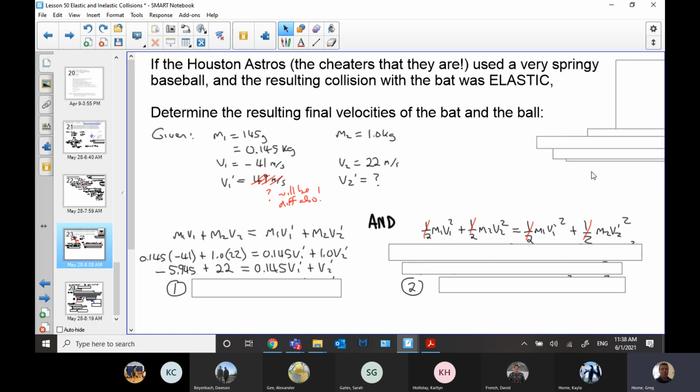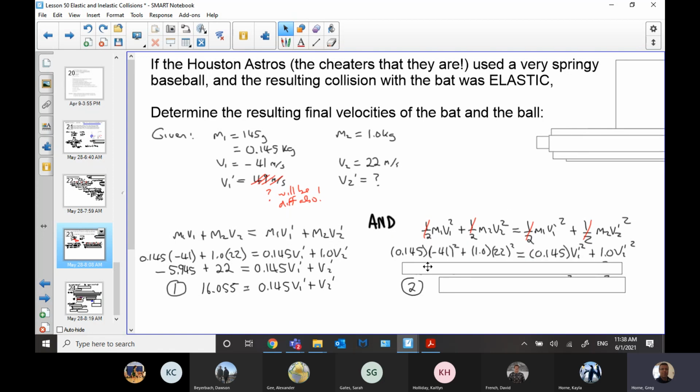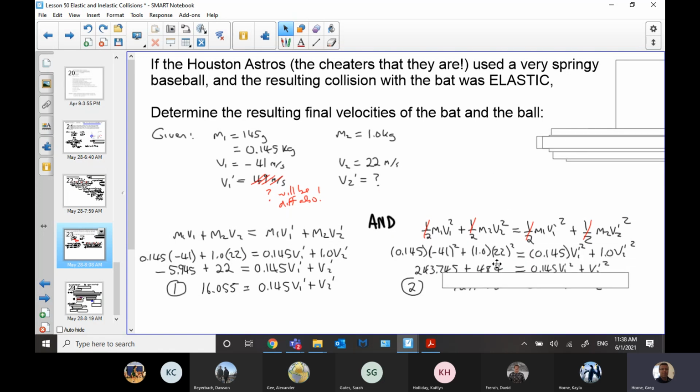And obviously, algebra here, collecting like terms, we get an equation with two unknowns, no surprise, just like last time. And then the numbers are going in here. Again, same deal, no surprise. Two equations, two unknowns. So we have to combine those, of course, by substitution and see what the final velocities of the ball and the bat will be.